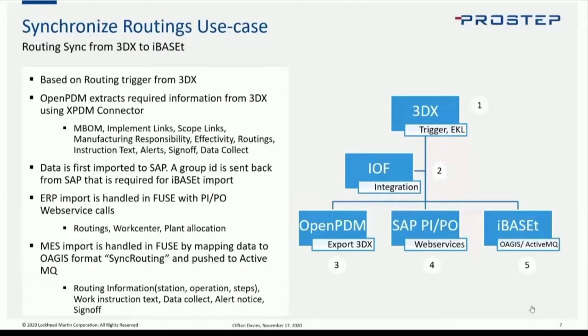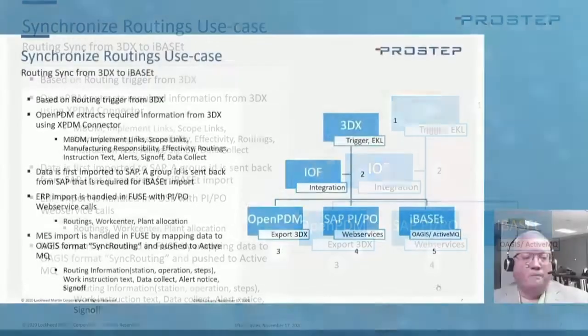OpenPDM again goes through the interfaces through XPDM but pulls different sets of information and traverses different parts of the product structure to get the information into the service bus. So they extract the MBOM, implements links, scope links, et cetera, that are all part of the detailed planning that's done within 3DX. I should mention that we are doing all of our detailed planning in 3DX in the PLM system as opposed to down in the MES system. So that's why all of this information has to be pulled from 3DX Delmia.